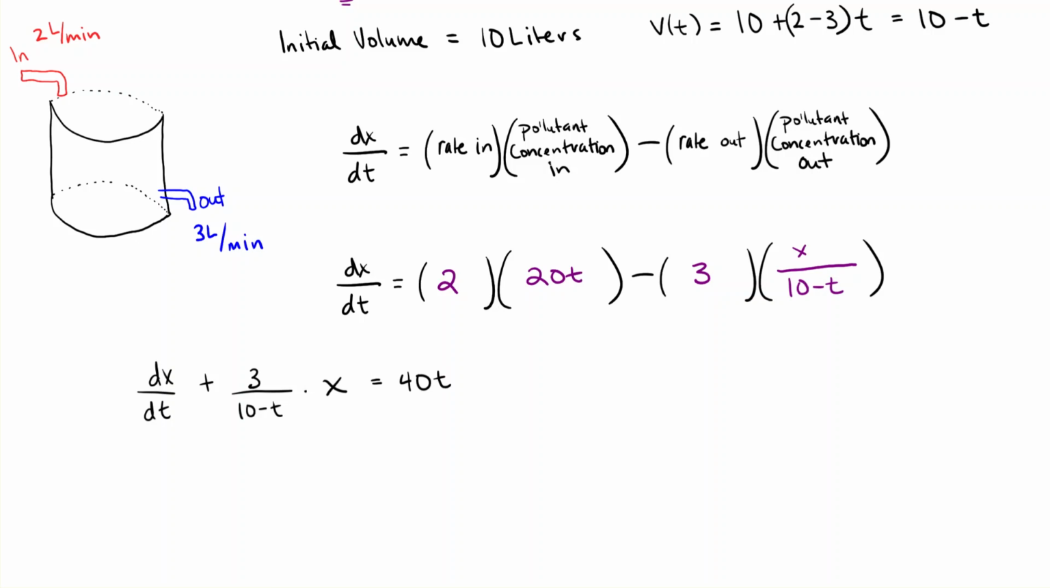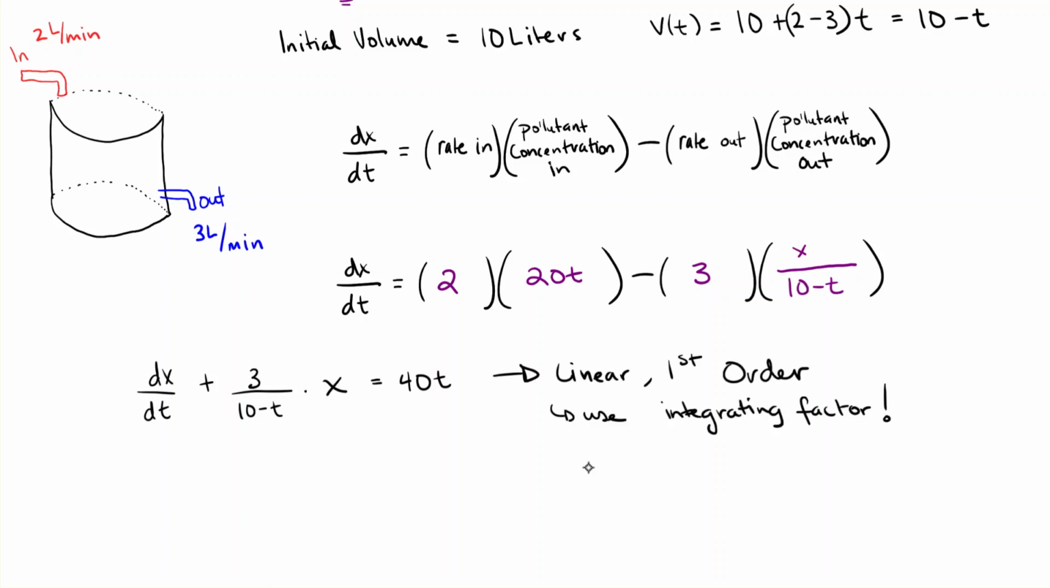Now we think through our different solution strategies for solving differential equations, and one thing that we might notice is that this is a first order linear differential equation, so we know we can use our integrating factor method. Now we know our integrating factor is e raised to the integral of what's getting multiplied by our x, so we have the integral of 3 over 10 minus t dt.